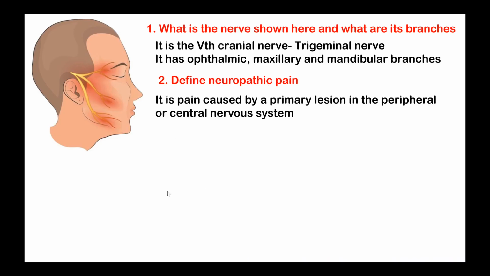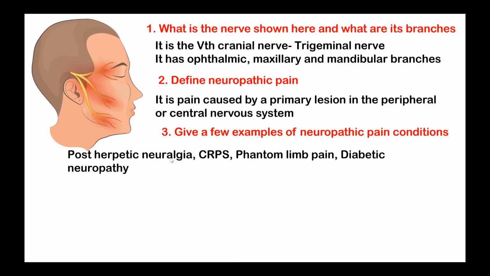Okay, so neuropathic pain means it is a pain evolving from the nerves. It may be a peripheral nerve or a central nerve. Give a few examples of neuropathic pain conditions. Diabetic neuropathy, herpetic neuralgia, trigeminal neuralgia, post-herpetic neuralgia, CRPS, phantom limb pain.